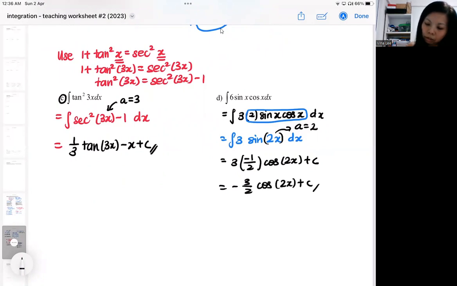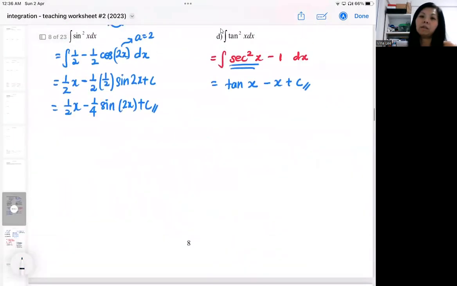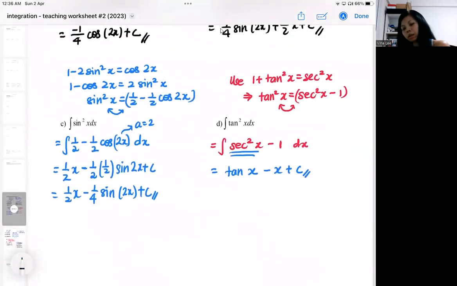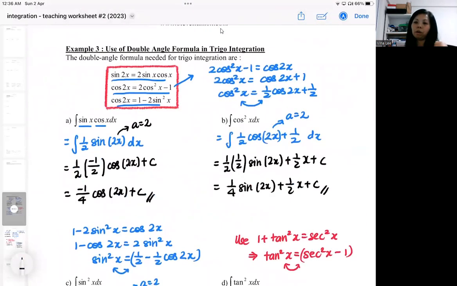So you only need to use this manipulation from double angle or the basic formula of 1 plus tangent square equals secant square only when your integration of trigo doesn't fall into the basic block of formula. Okay, so this one is a bit difficult because it's quite a bit of twisting.